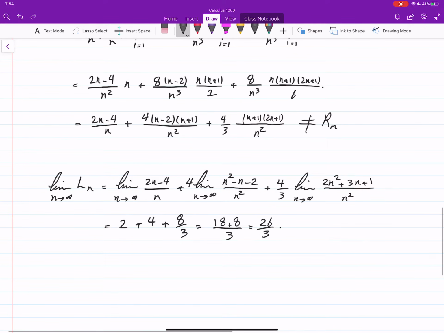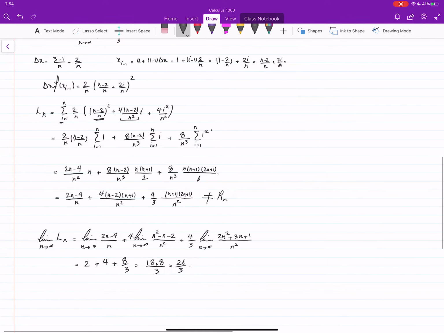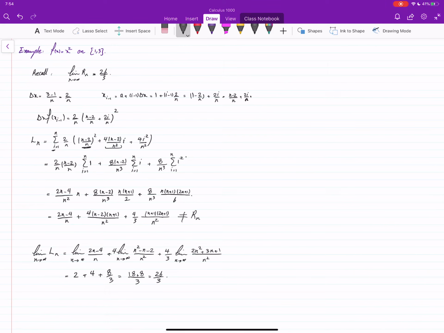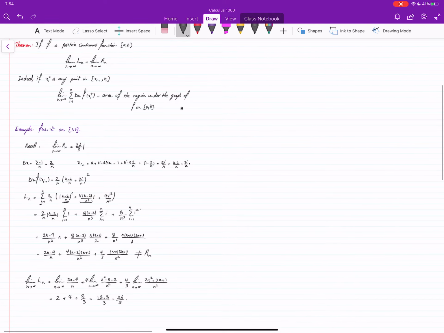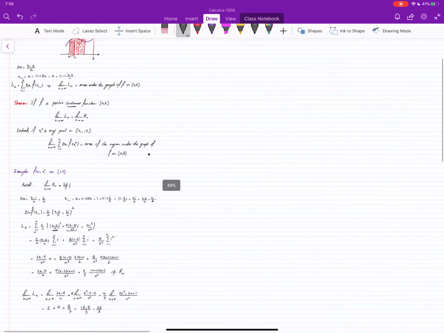And as you can see, this is the same number that we found for the limit of the right endpoint approximation. And well, you see that those are, at least in this example, the same. But as the theorem says, this is true for all continuous functions. Okay.